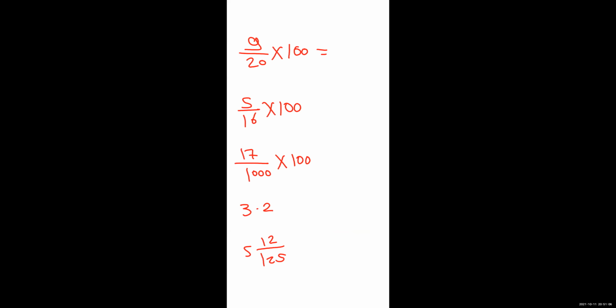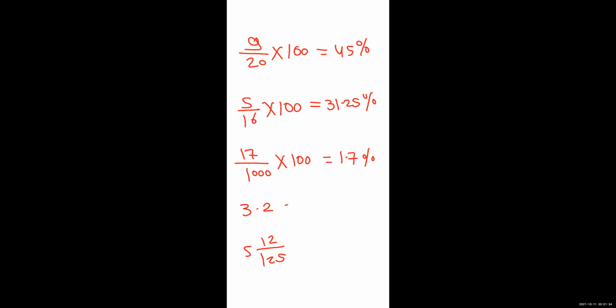So this one will equal 900 over 20, which is 45%. This one will equal 500 over 16, which is equal 31.25%. 1,700 over 1,000, which is equal 1.7%. Of course, by using the calculator in 1 second.